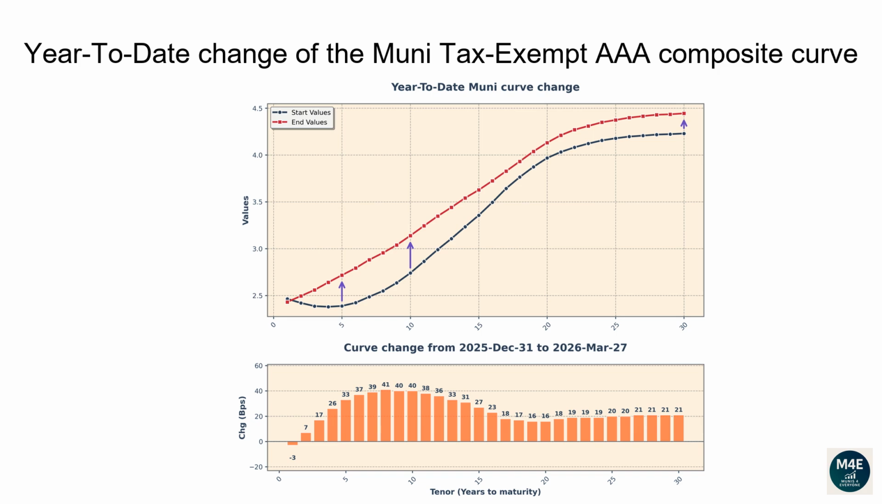The 1-year tenor changed -3 basis points. The 2-year tenor changed 7 basis points. The 5-year tenor changed 33 basis points. The 10-year tenor changed 40 basis points. The 20-year tenor changed 16 basis points. The 30-year tenor changed 21 basis points.